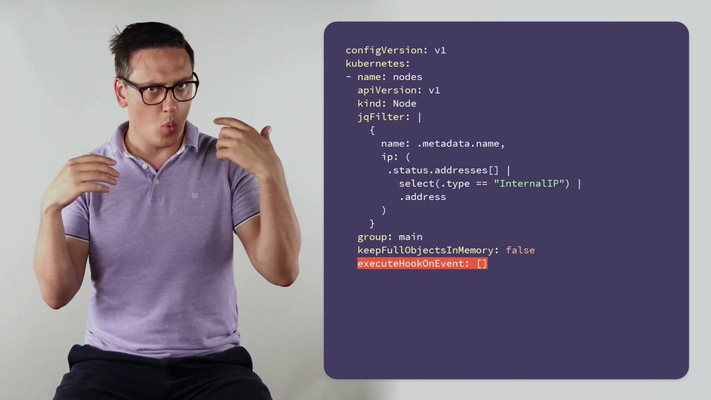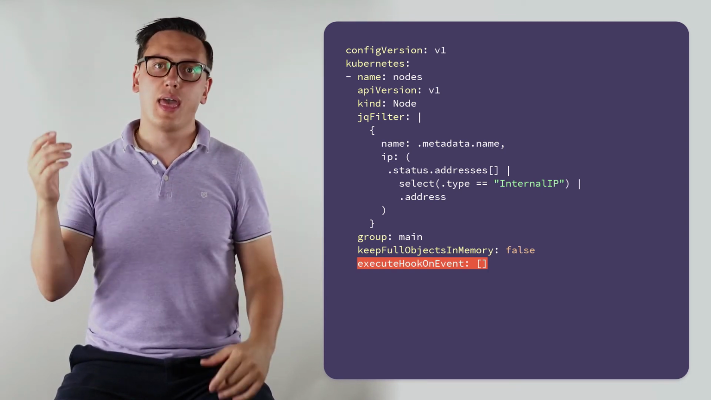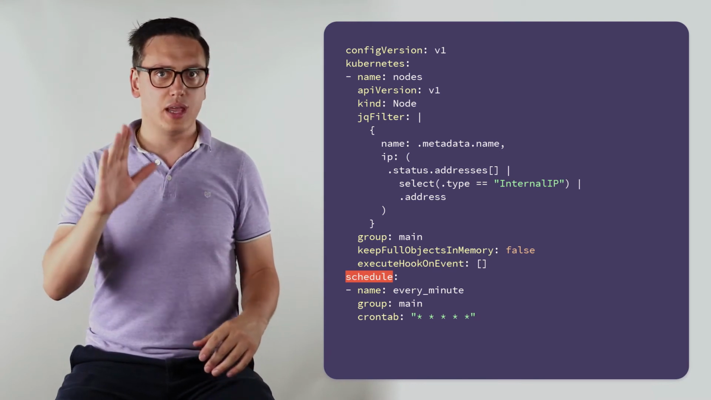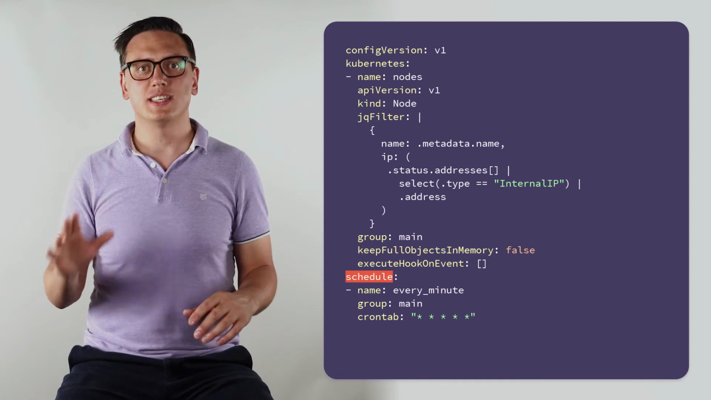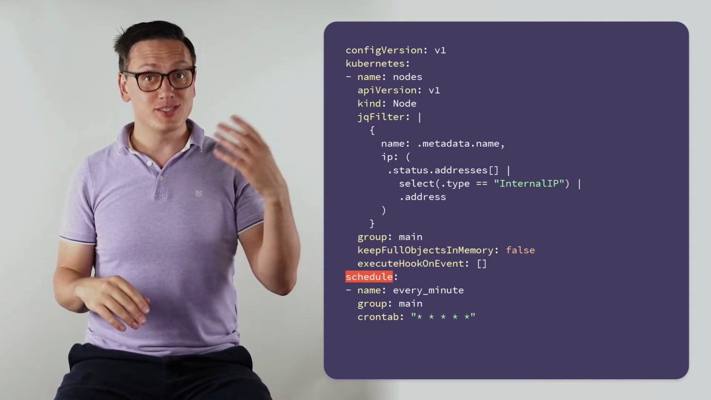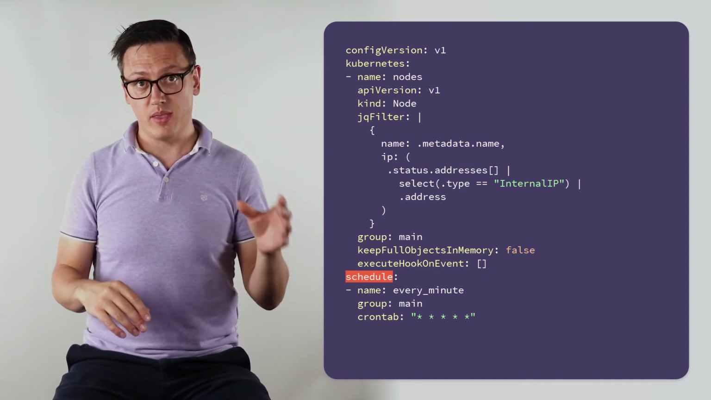But then, when will it be executed? Every minute. It will be executed every minute, and every minute the hook will receive the list of all nodes, because we have subscribed to them. Okay?